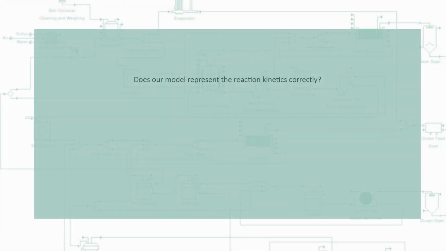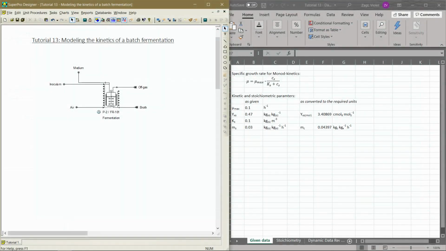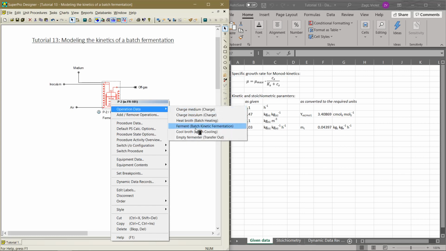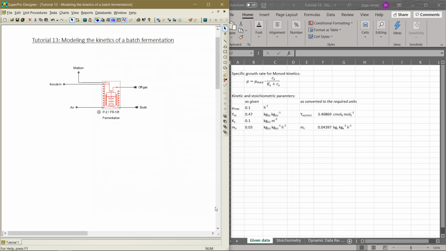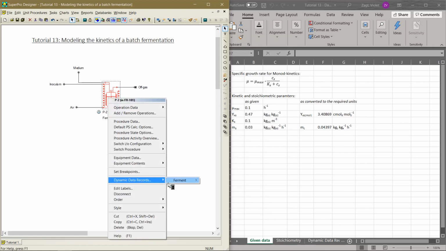In the last section of this video, we will have a look at the output of our model and compare it to the results that Giuseppe obtained with the model of the fermenter that he constructed in MathCAD. In order to do that, we need to visualize our data. In my opinion, this is most easily done by exporting them to Excel. In the Operation Data window, we go to the tab Profiles and select the variables that we want to see. We go to Dynamic Data Records, and from there I follow the steps that you have seen in tutorial 10.1.